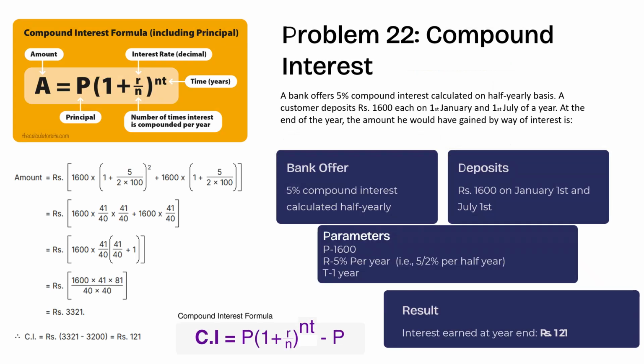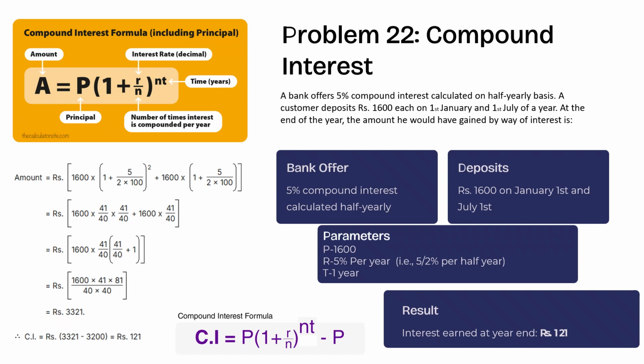The 22nd problem deals with compound interest. The bank offers 5% compound interest calculated on a half-yearly basis. The customer deposits rupees 1600 each on 1st January and 1st July of a year. We need to find the compound interest at the end of the year. What does the bank offer? The bank offers 5% compound interest calculated half yearly.